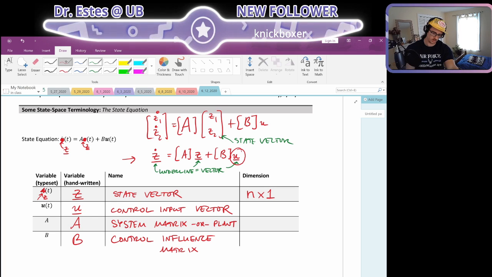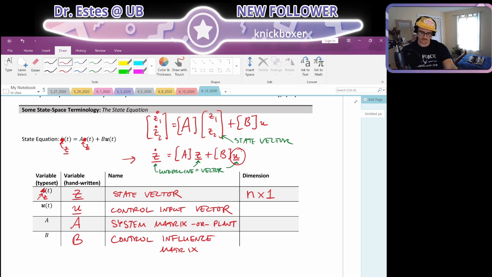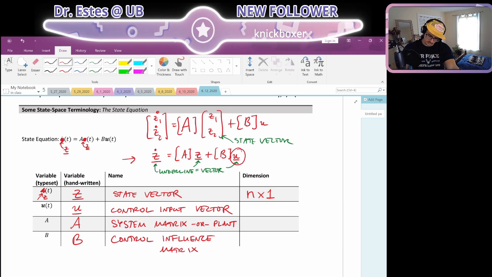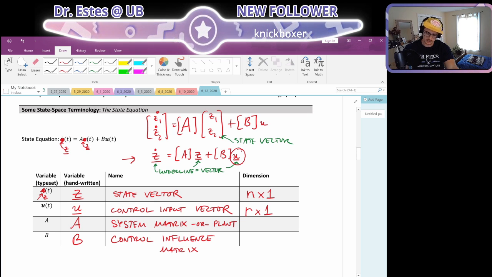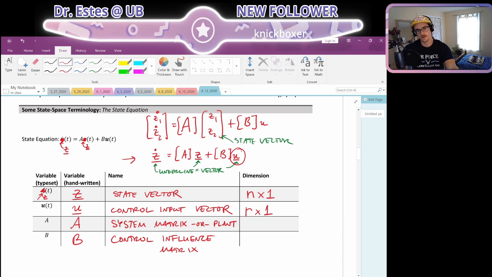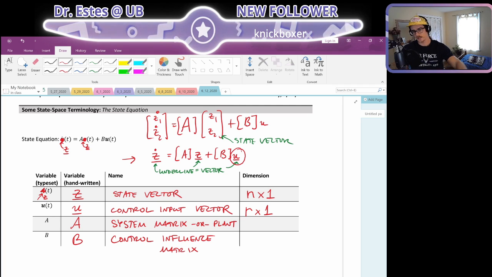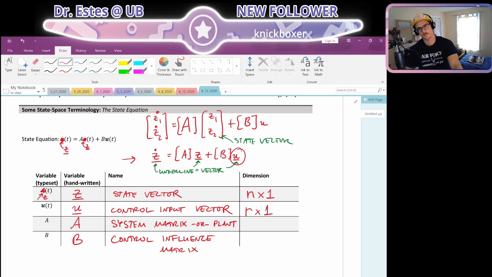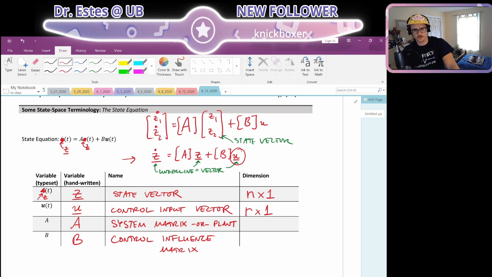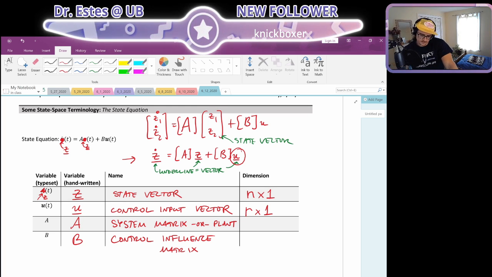Okay, the control input vector. So the number of inputs to a system, we usually call that R. So for an aircraft, they might be like, okay, R is equal to like 8 inputs or something. Often in this class, we'll just deal with 1 input.